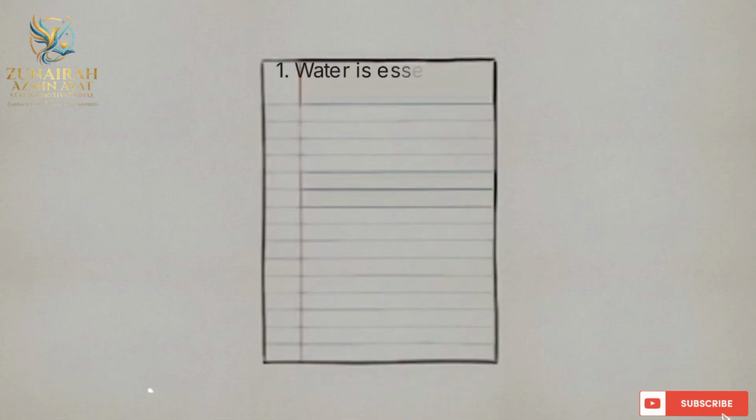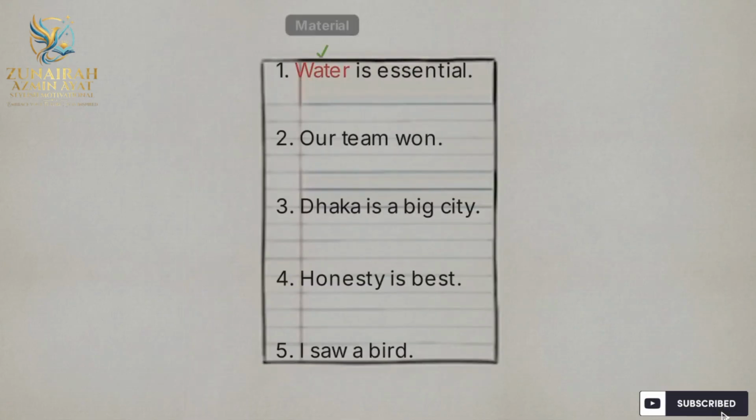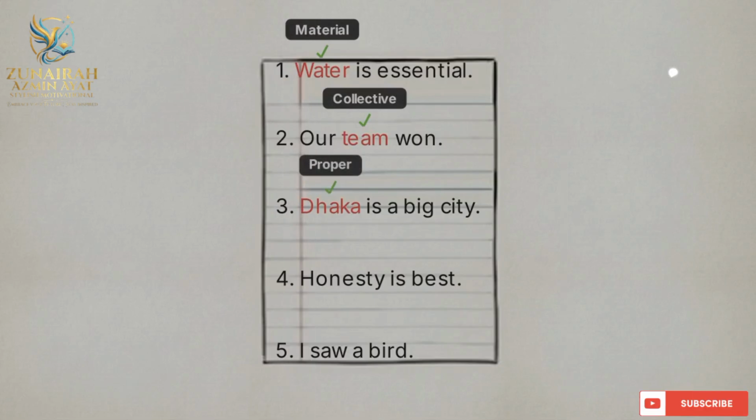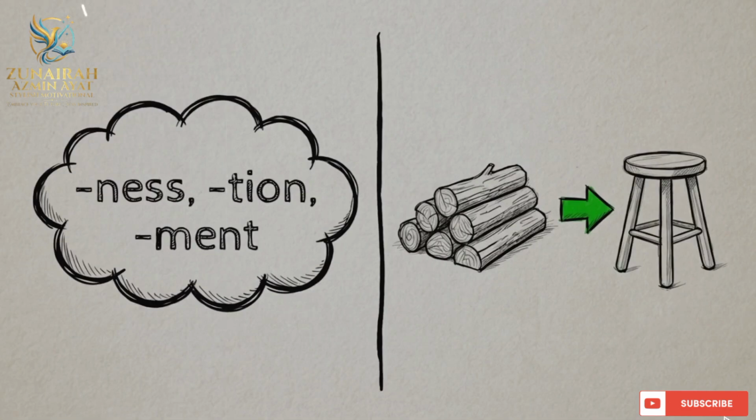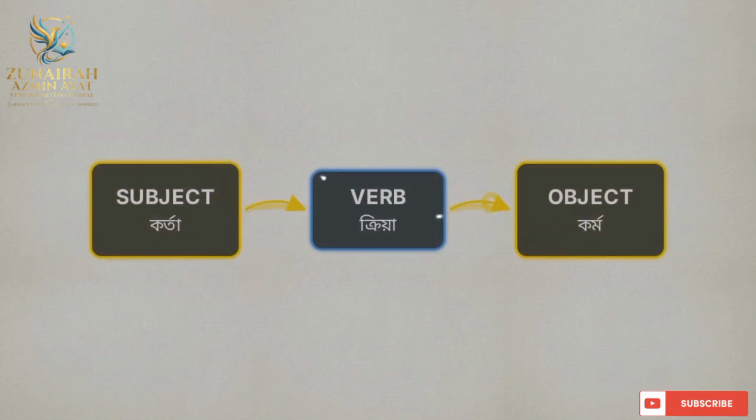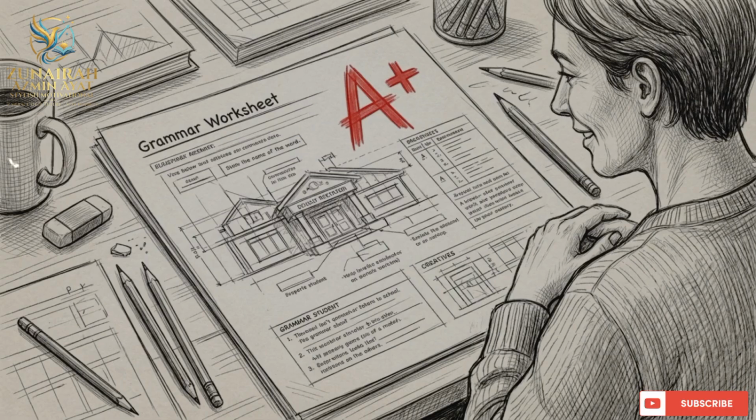Here are the results. Water is an uncountable ingredient, so it's material. Team is collective. Dhaka is proper. City is common. Honesty is abstract, and bird is common. If you got stuck, remember to check for those word endings and use the ingredient rule for materials. You've now identified the subjects and objects of these sentences. You've taken the first essential step in understanding how grammar actually works.